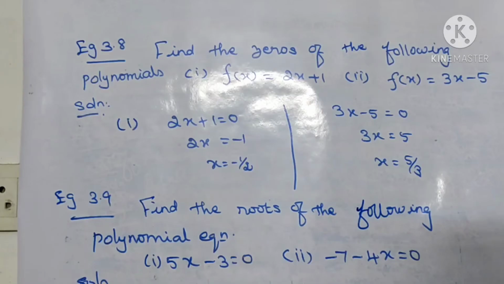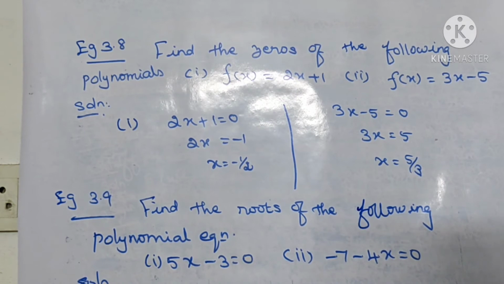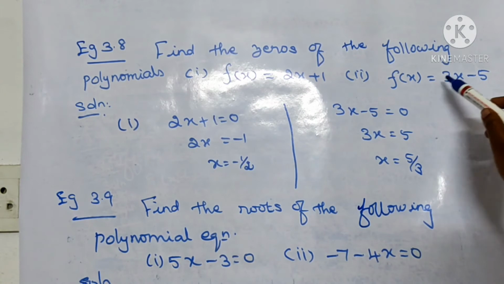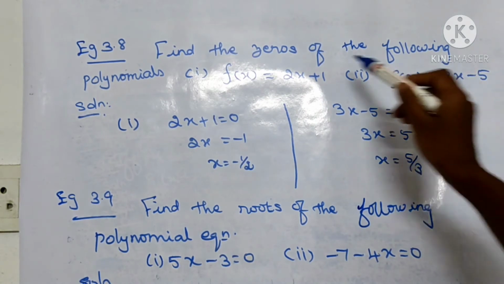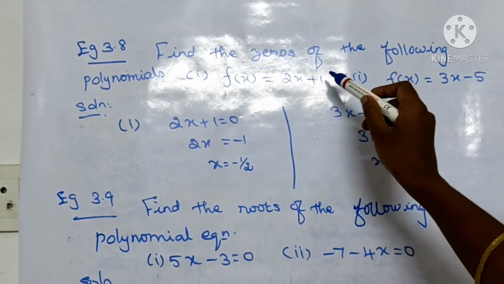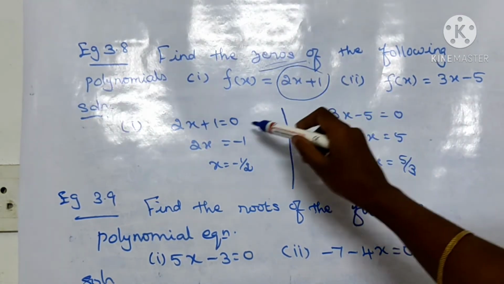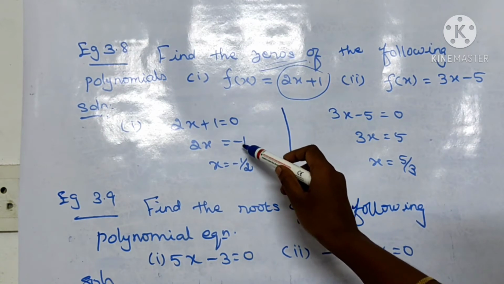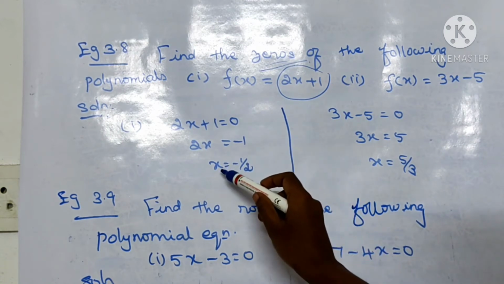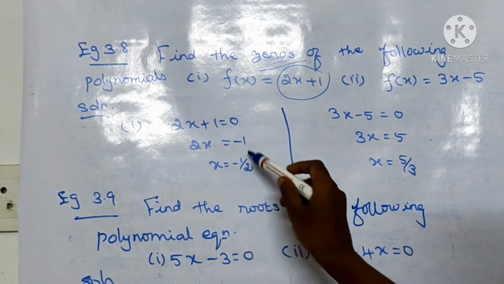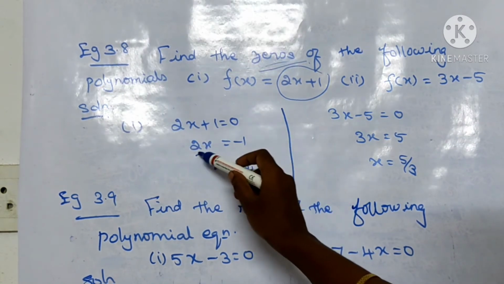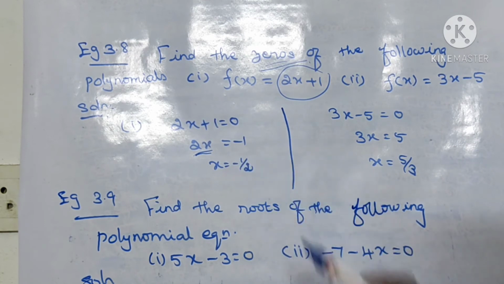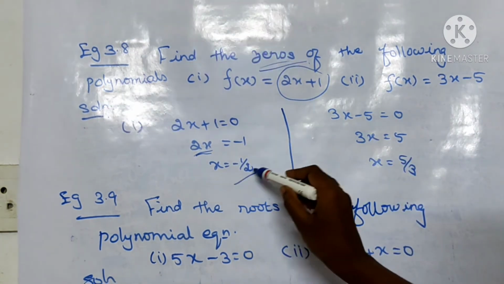Example 3.8. Find the zeros of the polynomials f of x equals 2x plus 1 and f of x equals 3x minus 5. We take 2x plus 1 equal to 0. So 2x equals, we take the positive term to the right side as a negative term, minus 1. What's the value of x? x equals minus 1 by 2. This is multiplication, and the reverse of multiplication is division. So minus 1 by 2 is the zero of the polynomial.